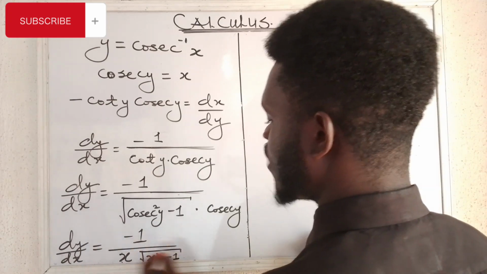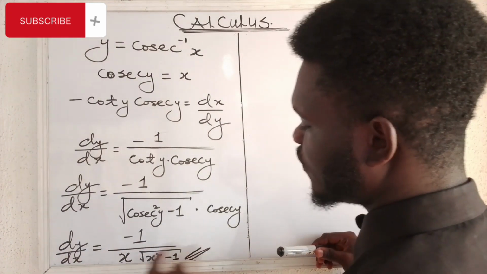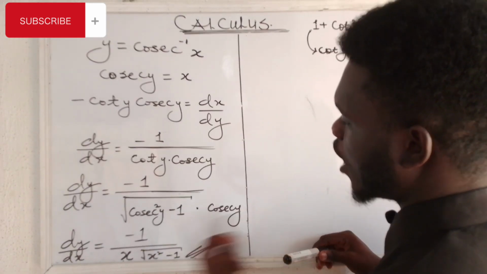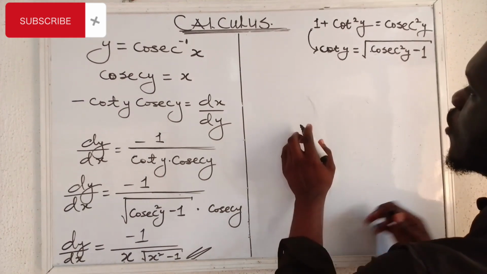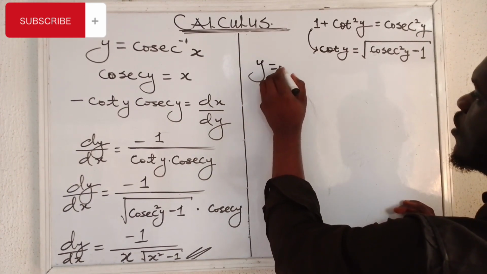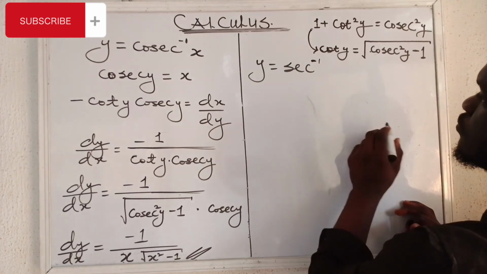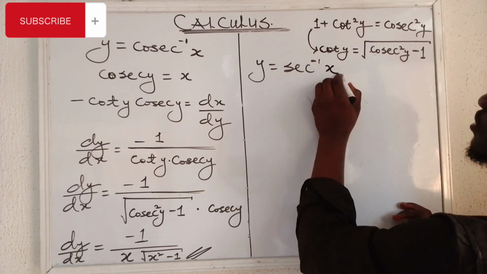So you see that now we have a negative. So this is the solution. We have the -1 all divided by x times the square root of x squared minus 1. So that is the derivative for the inverse cosec x. So what about the derivative for inverse sec? The derivative of inverse sec x. Yes.